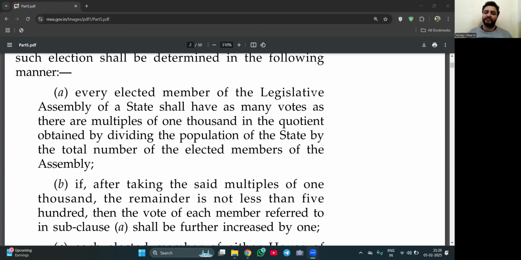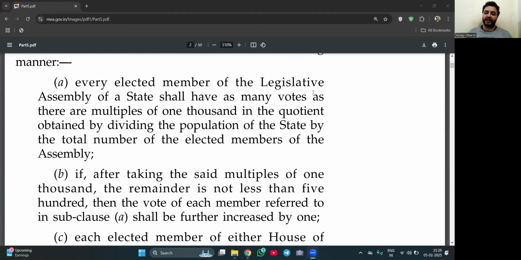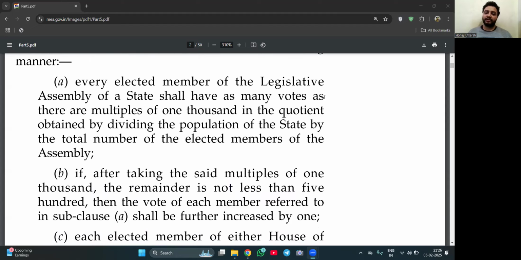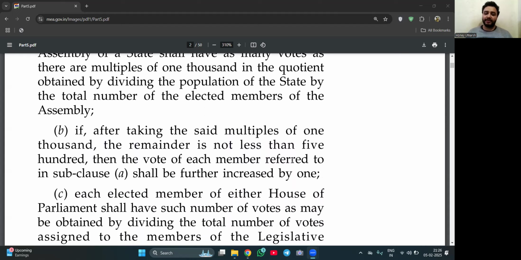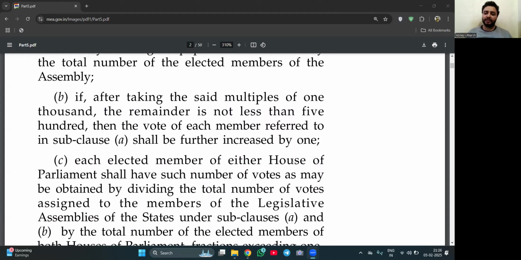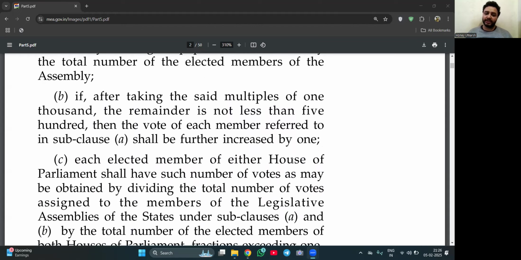A. Every elected member of the legislative assembly of a state shall have as many votes as there are multiples of 1000 in the quotient obtained by dividing the population of the state by the total number of the elected members of the assembly. B. If after taking the said multiples of 1000, the remainder is not less than 500, then the vote of each member referred to in subclause A shall be further increased by 1.